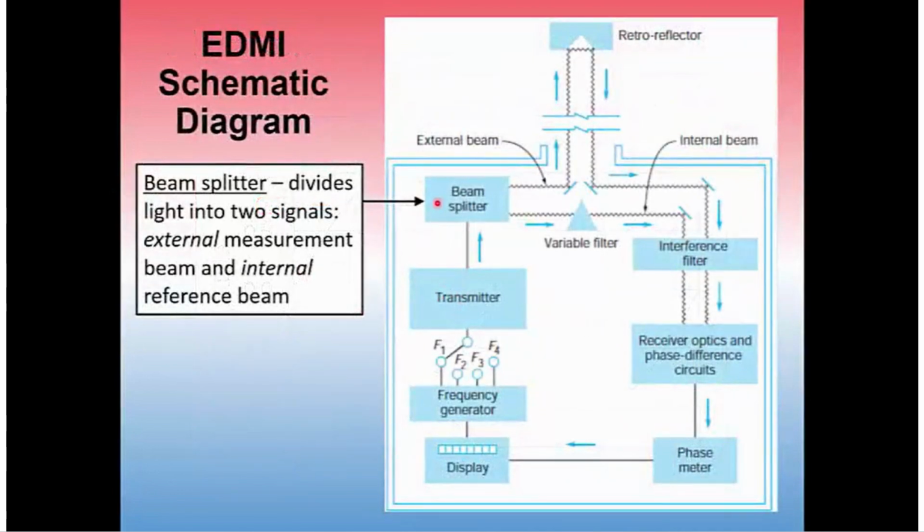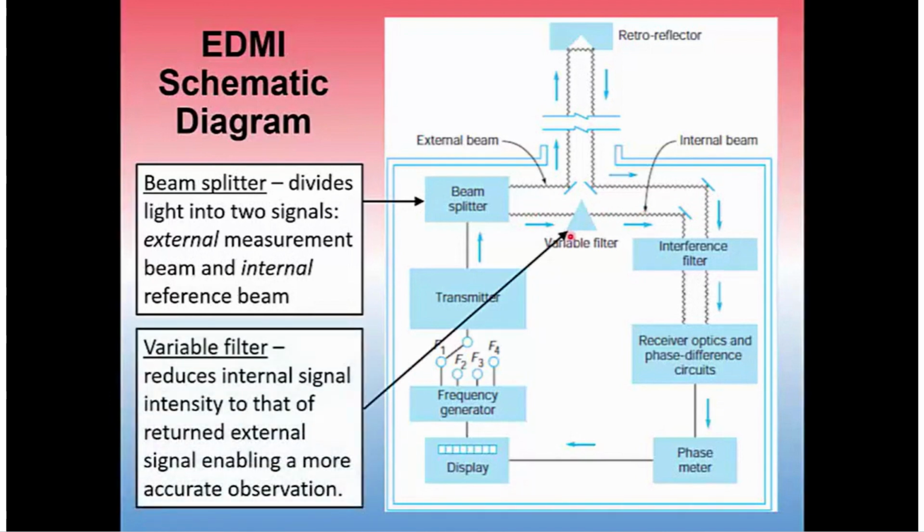After the transmitter, we encounter a beam splitter in the EDMI instrument, and this divides the light into two signals, one for the external measurement and one for the internal reference beam. At the beam splitter, we have an external beam hitting a mirror, and that mirror sends this light out to a retroreflector. The reflector bounces the light back towards the instrument, and it re-enters the instrument parallel to this internal reference beam that goes in parallel with the external beam.